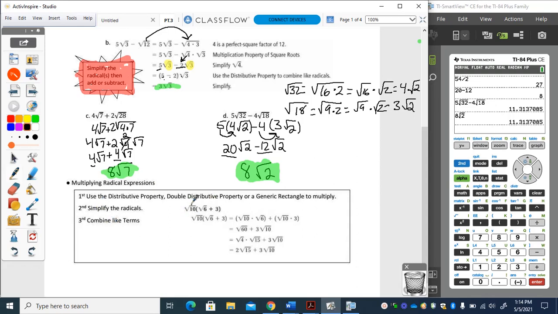So if I have the square root of 10 times the square root of 6 plus 3, we'll start by distributing, which means we'll have the square root of 10 times the square root of 6.